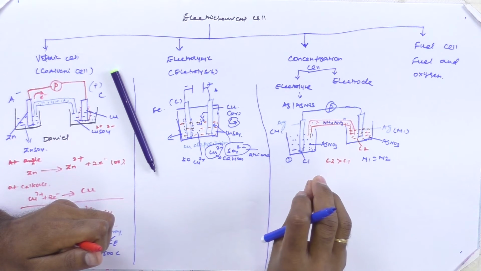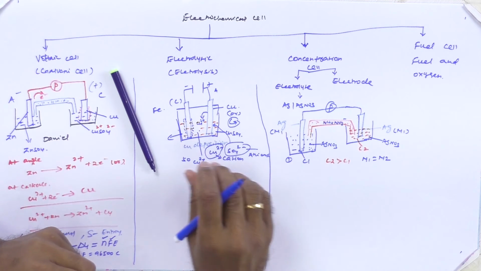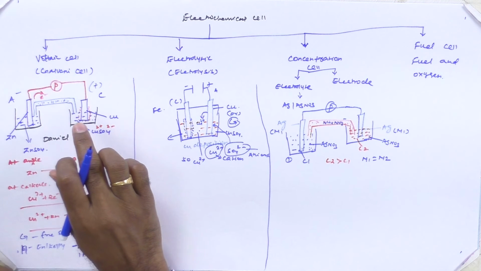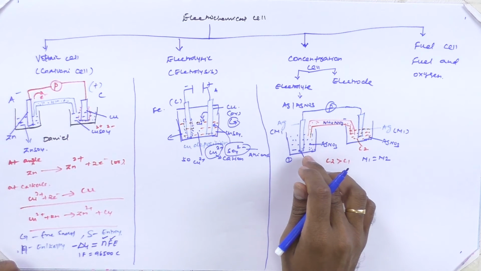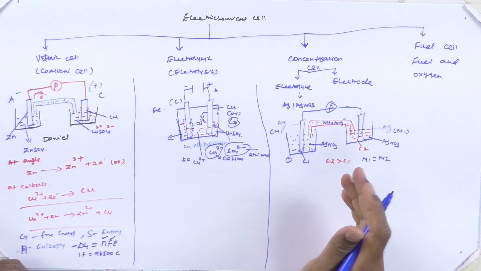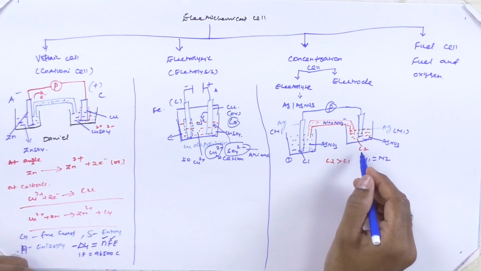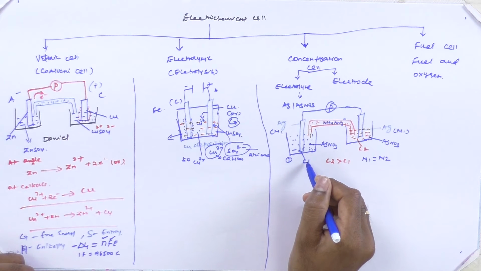Now, which type of reaction is responsible for the production of EMF? In the case of a voltaic cell, electrical energy is produced at the expense of chemical reactions. Here such a reaction is not responsible. In fact, here there is a transfer of substance, a physical change in the system. Here, as I told you earlier, this is the higher concentration side and this is the lower electrolyte concentration.